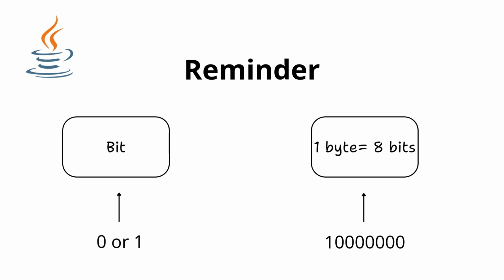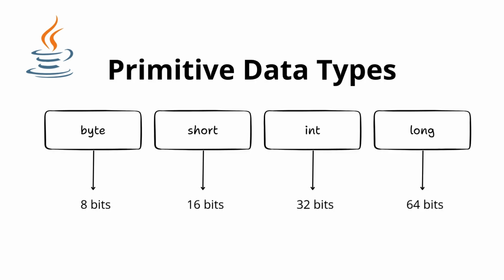Binary is made of bits, 0 or 1, so it has two possible digits, and 1 byte is equal to 8 bits. Now, here's something important to keep in mind. Each one of these types is stored using a fixed number of bits in memory, and that's going to affect how much they can hold, so the value that they can store.